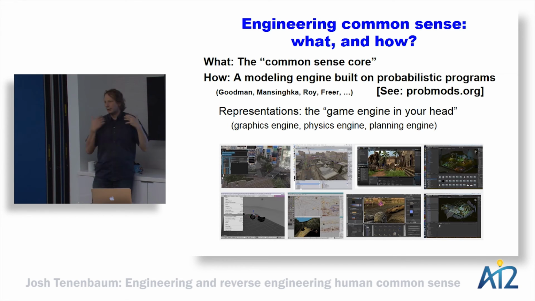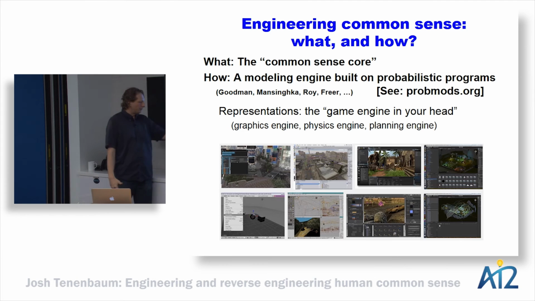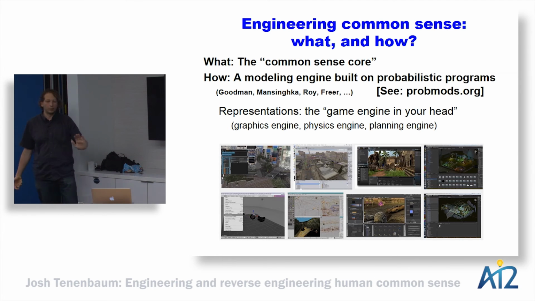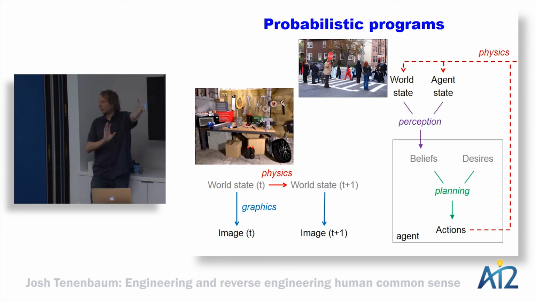So the reason why we want to think about probabilistic programs for this core knowledge representation is that it's not enough to just play the game forward. You have to be able to reason about it. You have to be able to, say, observe the output of the graphics engine and reason backwards to the 3D world that gave rise to it.